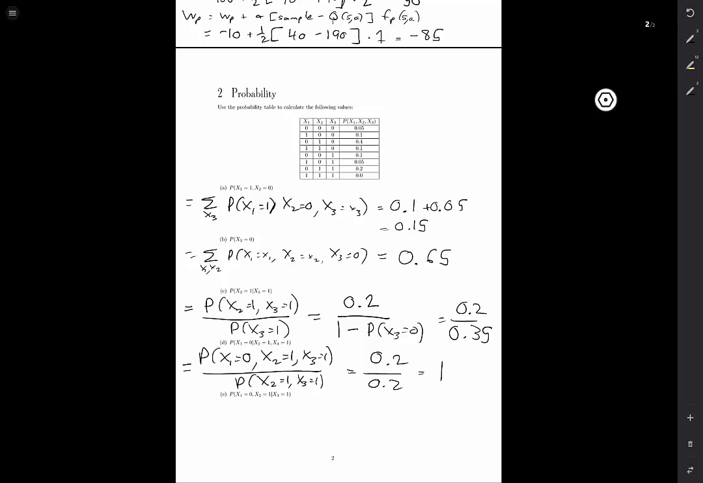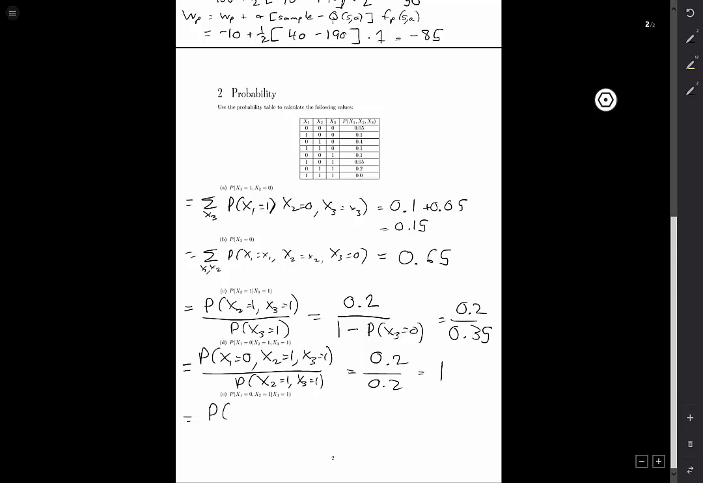Okay, now for E, we again use Bayes' rule. Probability of x1 equals 0, comma, x2 equals 1, comma, x3 equals 1. This is divided by probability of x3 equals 1. So if we look up in the table 0, 1, 1, we get 0.2. And we've already calculated the probability of x3 equals 1, and that equals 0.35.